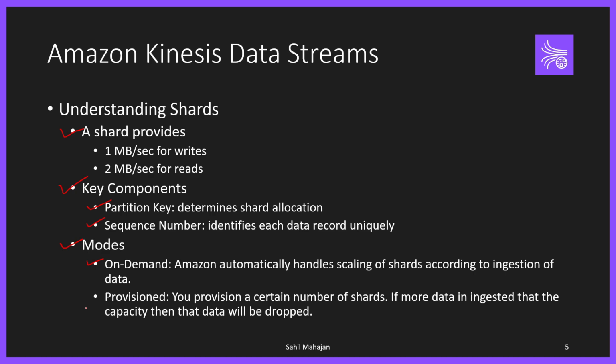Now let's take, at one point in time, right now you're ingesting 10 MB per second. So Amazon says, okay, let me provision 12 shards for you. But at one point in time your data ingestion goes down to 8 MB per second. So Amazon says, oh wow, your data ingestion has gone down by 2 MB per second. So instead of 12 shards, let me now provision 8 shards. So it keeps scaling in and scaling out, which of course will help you with cost reduction.